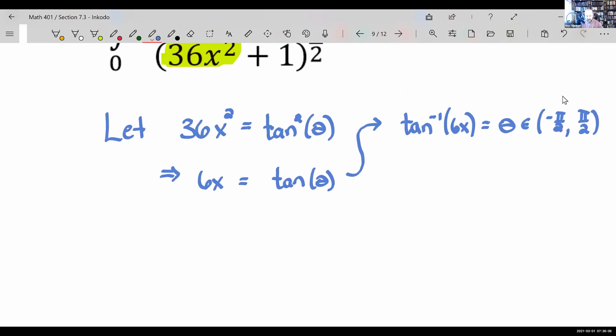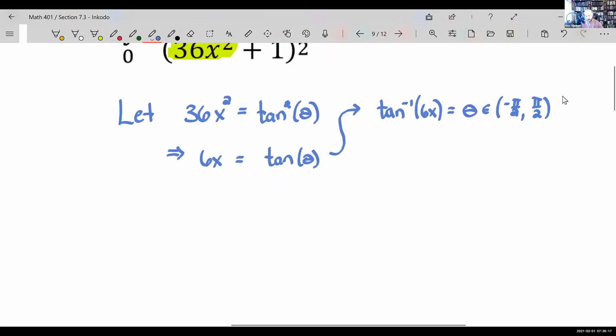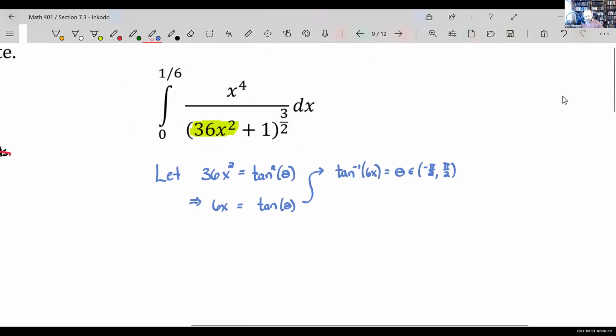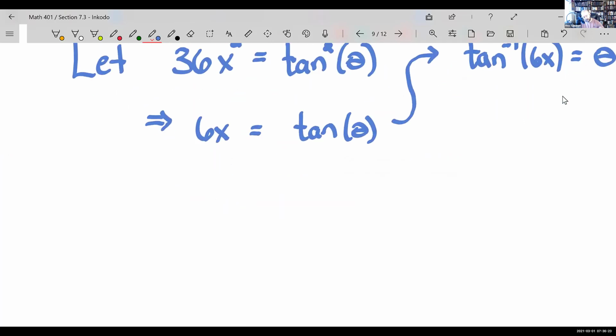I don't want you to think that I'm just hand waving and saying, oh, the plus and minus, we don't have to worry about it. We technically don't, because it gets folded into the tangent. Anyhow, the next thing I need to do is, since I'm trading out into the world of thetas, I'm going to go ahead and take the differential of both sides. So I get 6 dx is equal to the secant squared of theta, d theta.